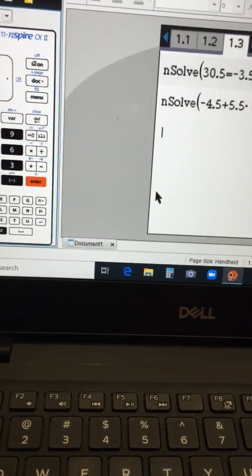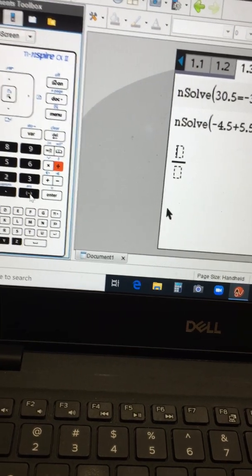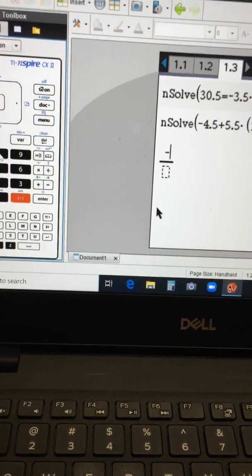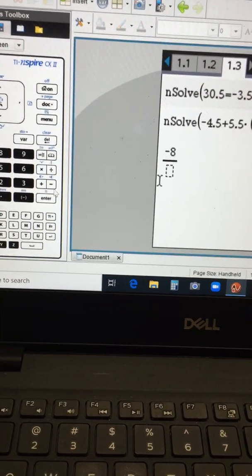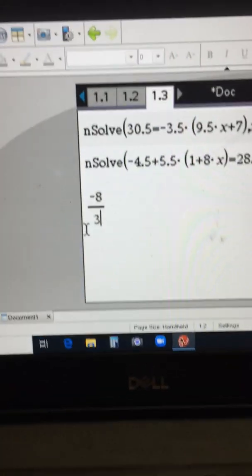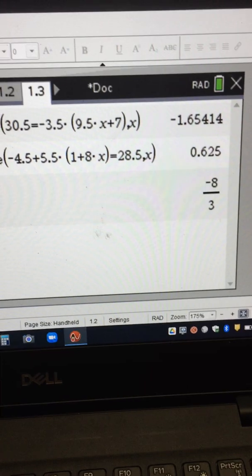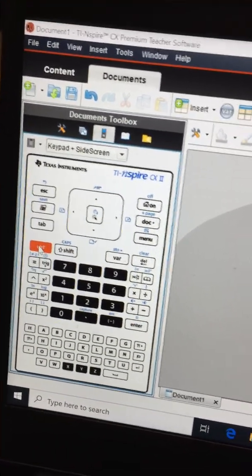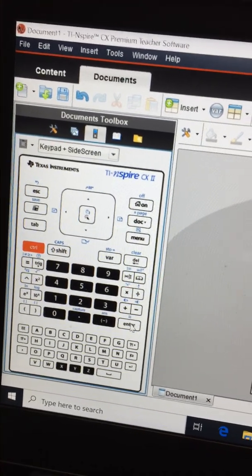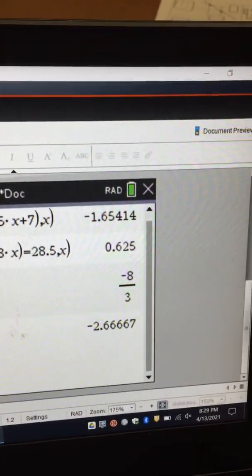So I do control, and then divide, and then I'm going to put in a negative 8/3. If I move it down here, and put 3, and then hit enter. There you go. If I put that in the calculator, it tells me negative 8/3. So it's simplified as far as it will go, but I want to change it to a decimal. How do we do that? We hit control, and then enter. Control, enter will change it from a fraction into a decimal. So negative 2.667.